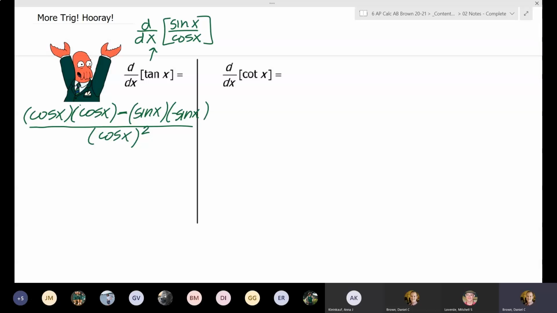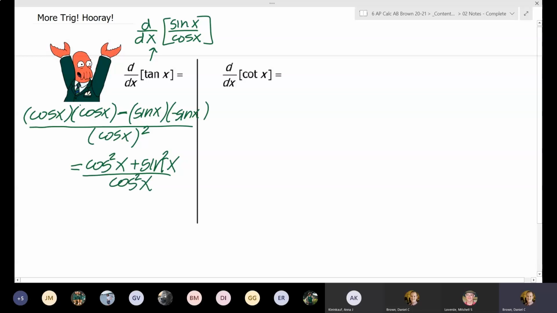But it's not the most simplified version of that answer. We can kind of clean it up a bit. So in this numerator, I have cosine times cosine, which we know is cosine squared. We have minus sine of x times a negative sine of x, which is positive sine squared of x, all over cosine squared of x. Some of you might see where this is headed.